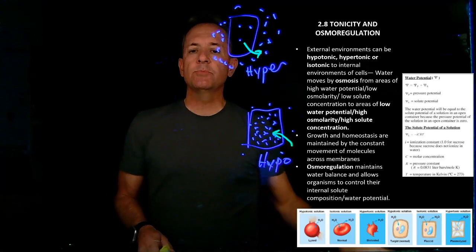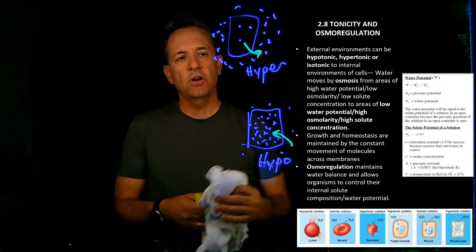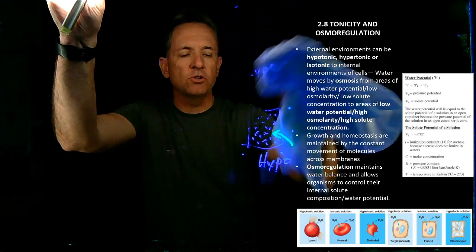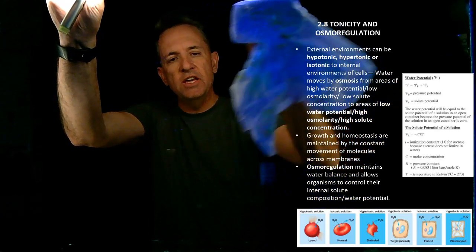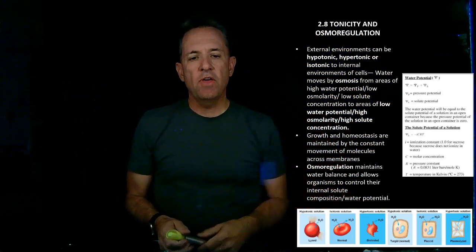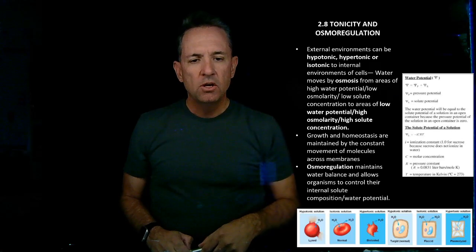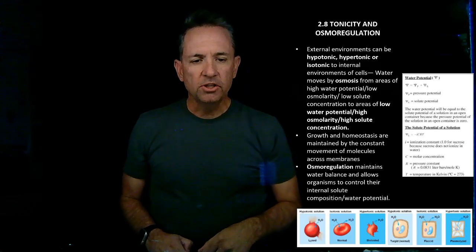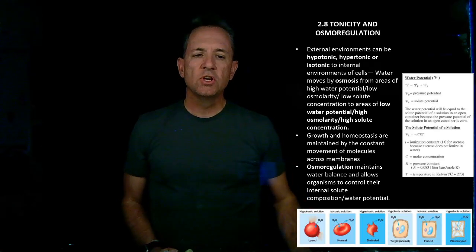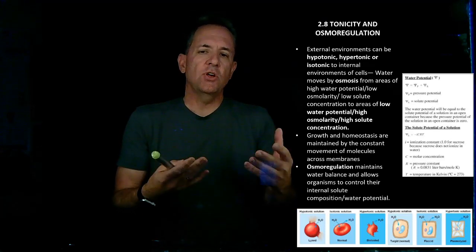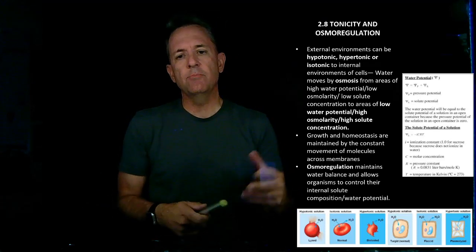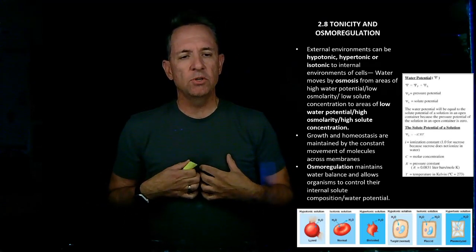The exception to both of those would be if it's isotonic, where you have equal amounts or concentrations of solutes on the inside of the cell and on the outside of the cell as well. Osmoregulation, controlling the internal solutes. Don't forget we talked about that in fish, saltwater versus freshwater fish, how they maintain their internal water environment.